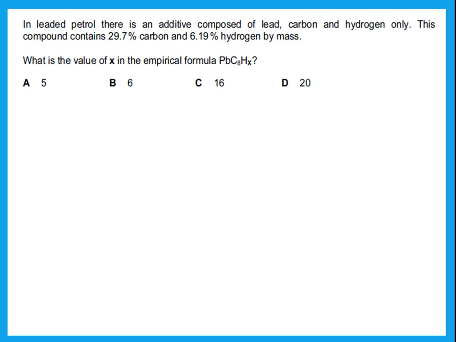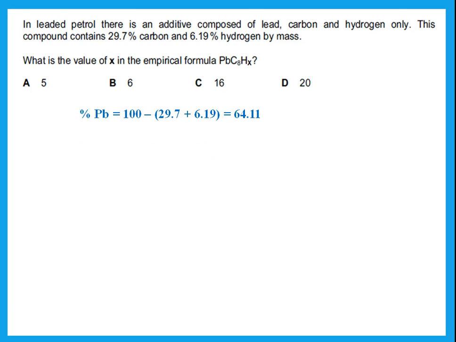Okay. In leaded petrol, there is an additive composed of lead, carbon, and hydrogen. Only this compound contains this percentage of carbon and this percentage of hydrogen. He didn't mention lead, so I have to get lead. How do I get lead? If these are percentages, then the lead is the rest of the 100. So you add them and subtract from 100, so I end up with 64.11% of lead.